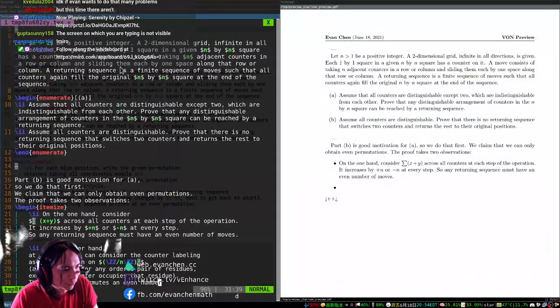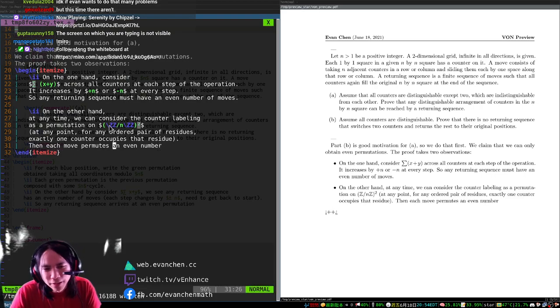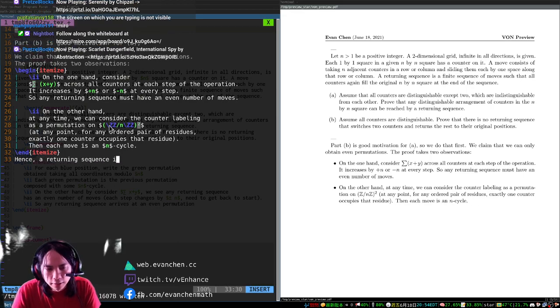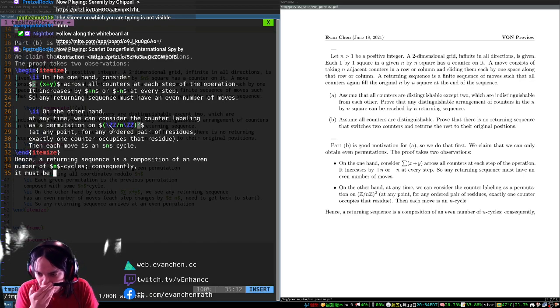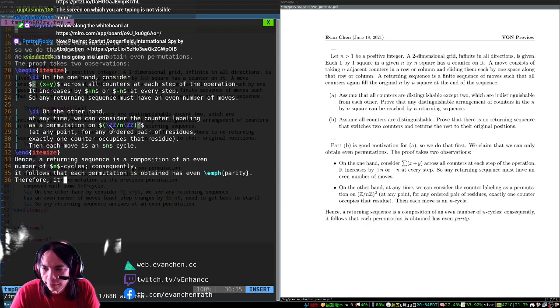Oh, sorry, I forgot to switch the screen. Each move is an n-cycle. Hence, a returning sequence is a composition of an even number of n-cycles. Consequently, it follows that each permutation obtained has even parity. Therefore, it's impossible to achieve B.